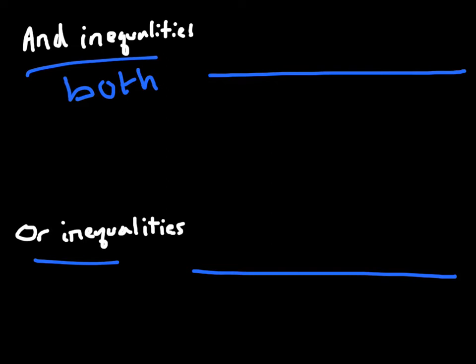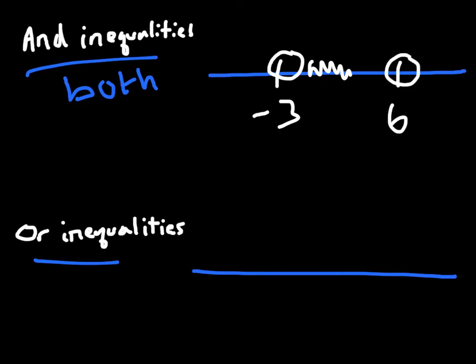Well, let's say that we have a negative 3 and 6 out here. If we have x is greater than negative 3, an open circle will be going this way. And if we have x is less than negative 6, going this way. So we would say that x is greater than negative 3 and x is less than negative 6. That's where the AND comes in.